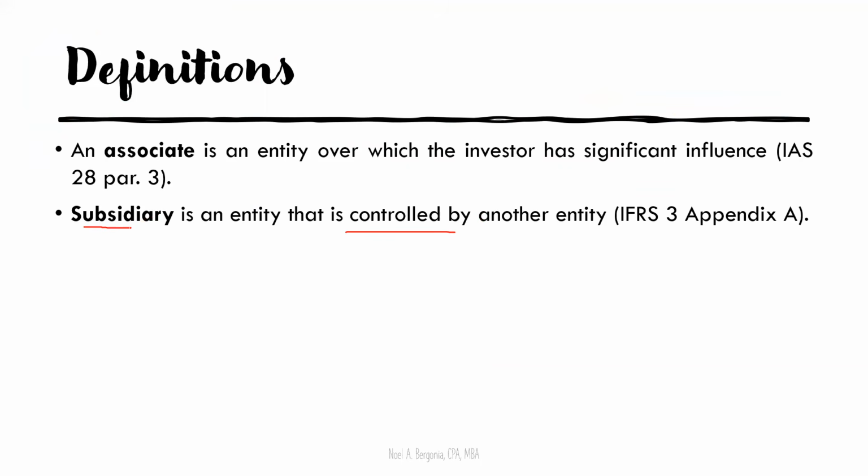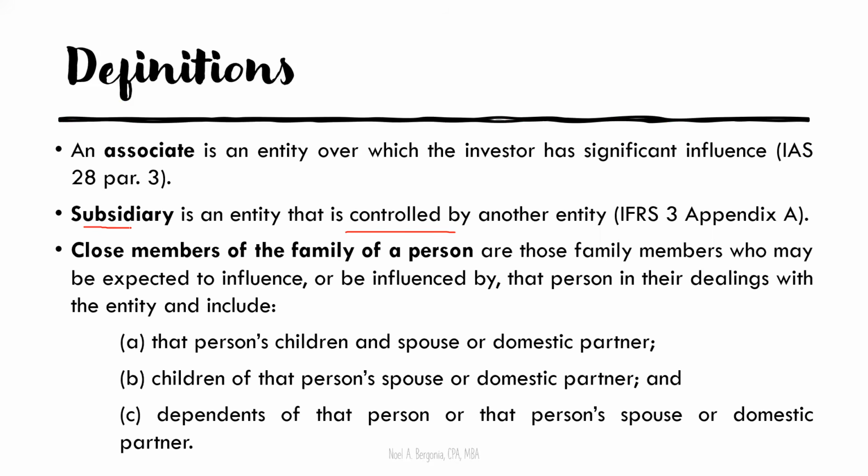And then, another set of definition that we will be using later would be yung close members of the family of a person. Remember na in our definition of related party, that related party may be a person. Okay, and that person may have a close member. Okay, and in accordance with our IAS number 24, the close member of the family of that person are those family members, okay, who may be expected to influence or be influenced by that person in their dealing with the entity.